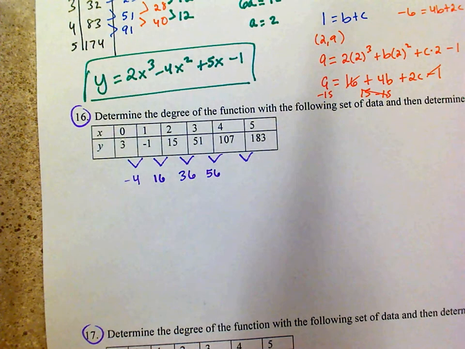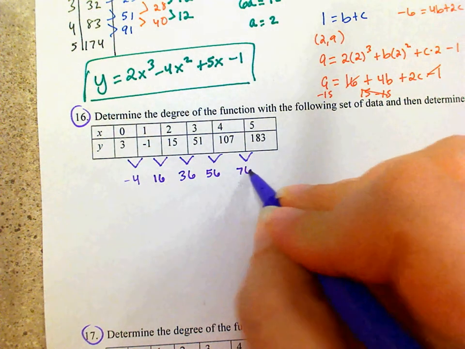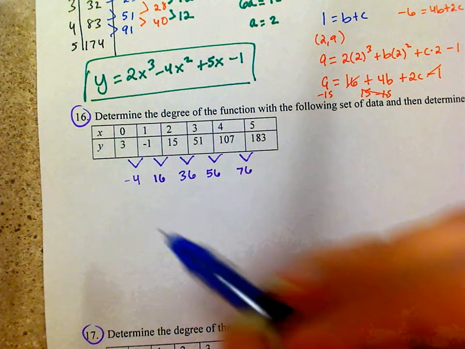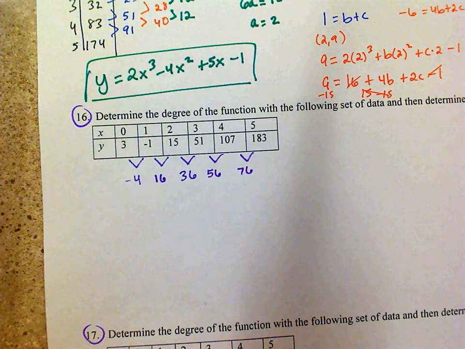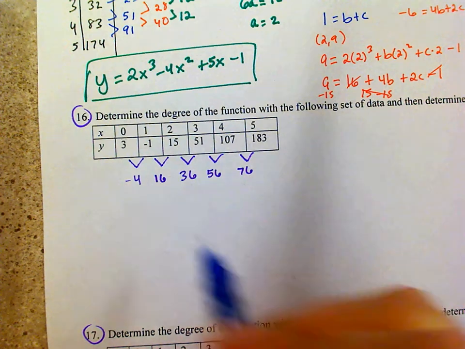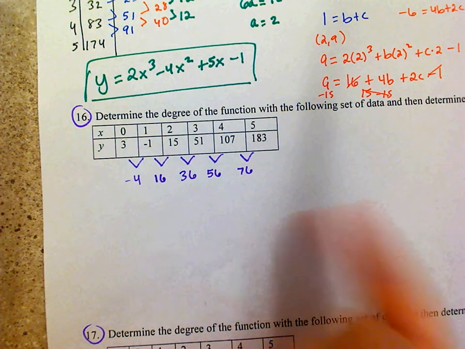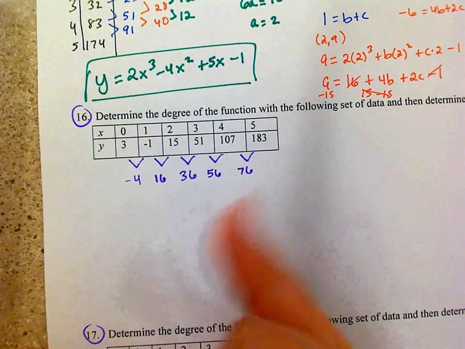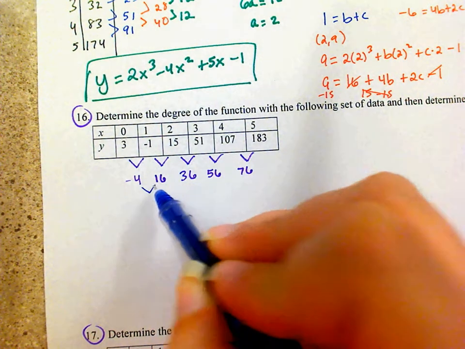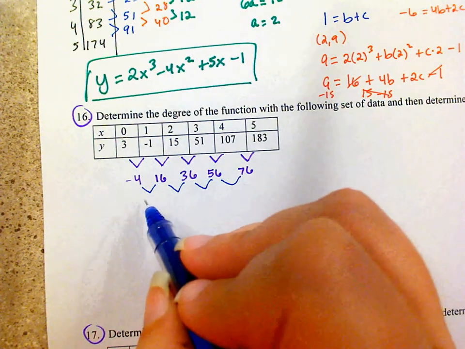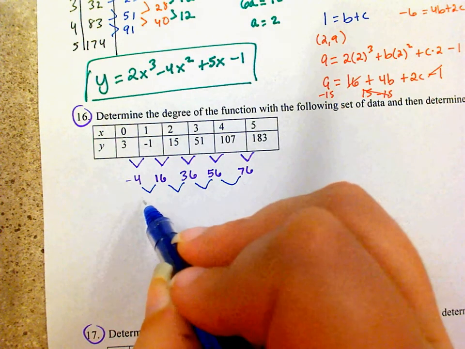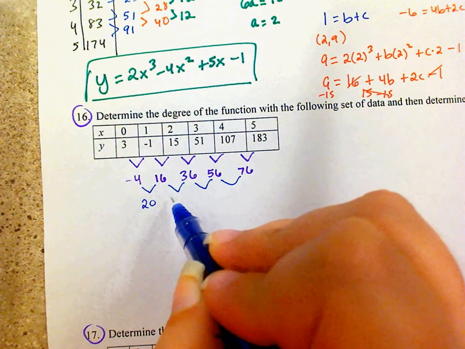Okay? And while you could do those in your head or by paper, since you're going to have a calculator on here, use it just so you can make sure that you don't mess anything up. If you do this and you find that at some point you don't get all the same number, then something's wrong. Okay, 16 minus a -4 is 16 plus 4, which is 20. 36 minus 16 is 20. 56 minus 36 is 20. And 76 minus 56 is 20.